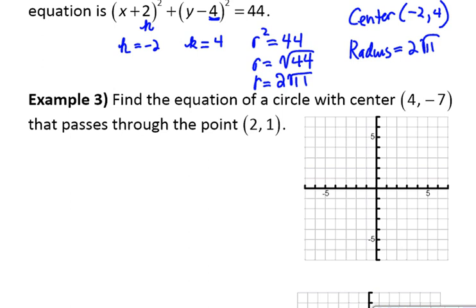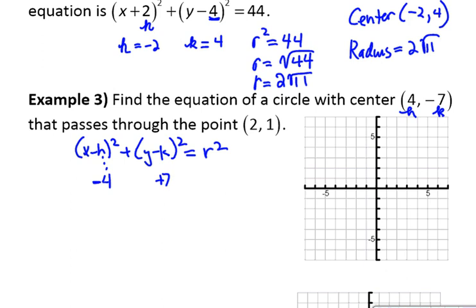Example 3, find the equation of a circle with a center of 4, negative 7 that passes through the point 2, 1. Our formula is going to be (x − h)² + (y − k)² = r². So we have a center. Here's our h, and here's our k. h is 4, so we fill in a 4 for the h and a negative 7 for the k, which makes this plus 7. So we can put those in.